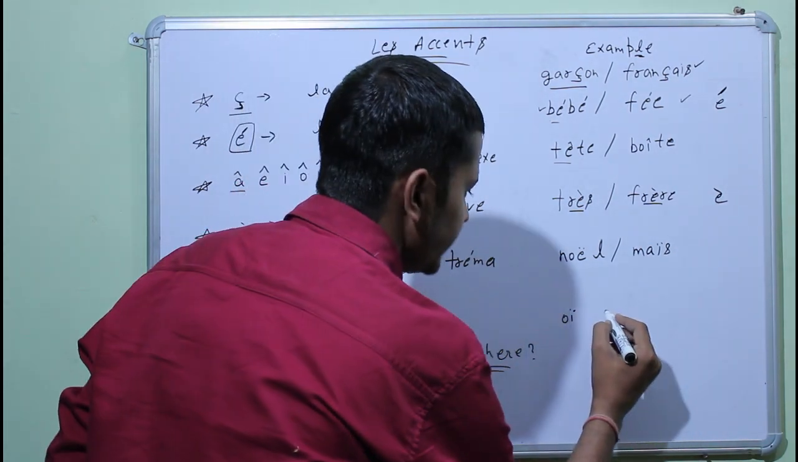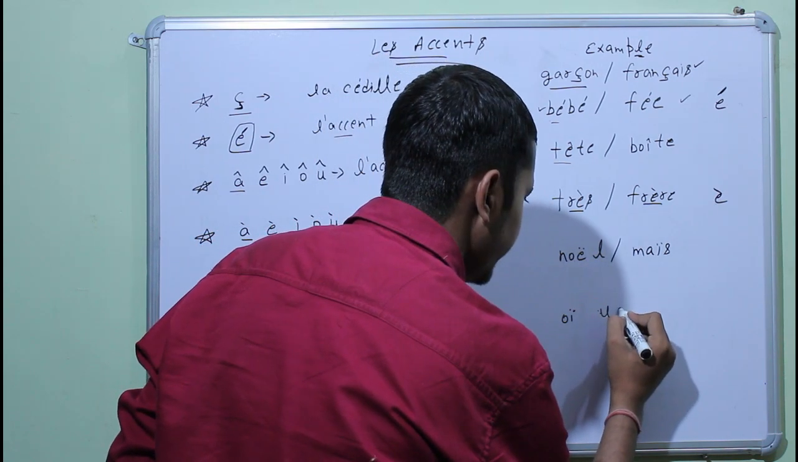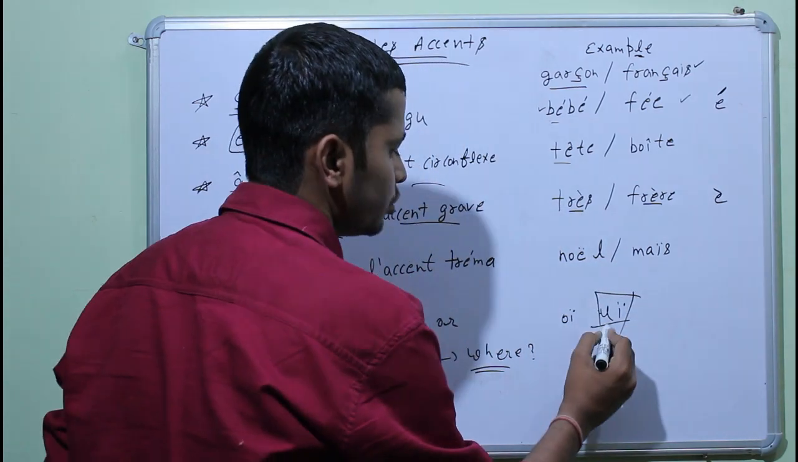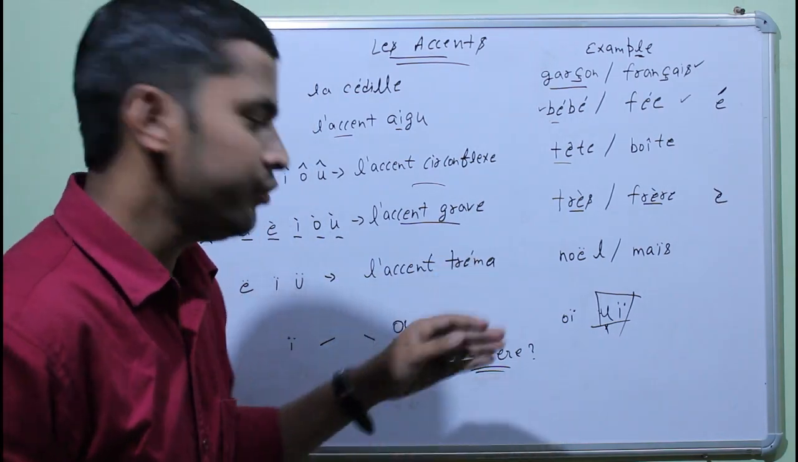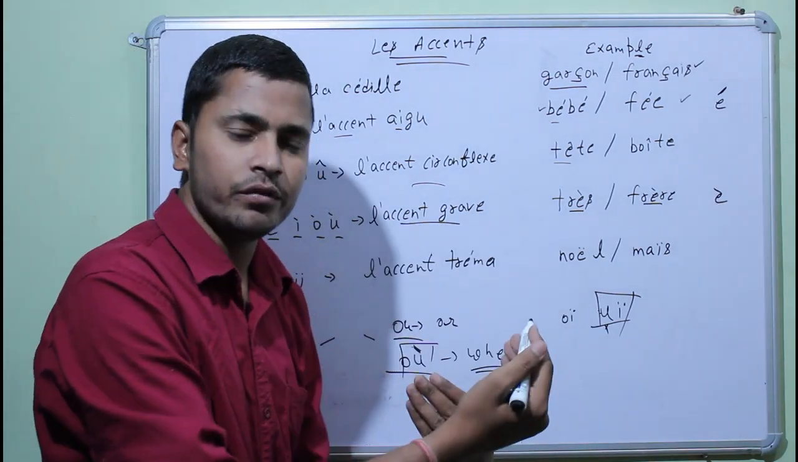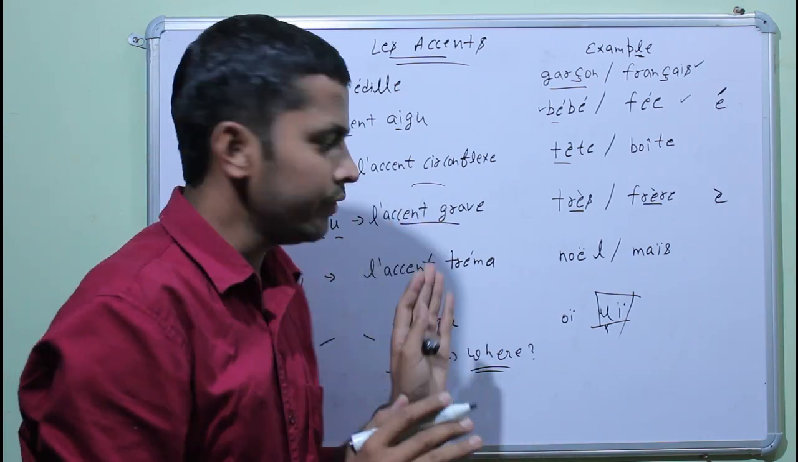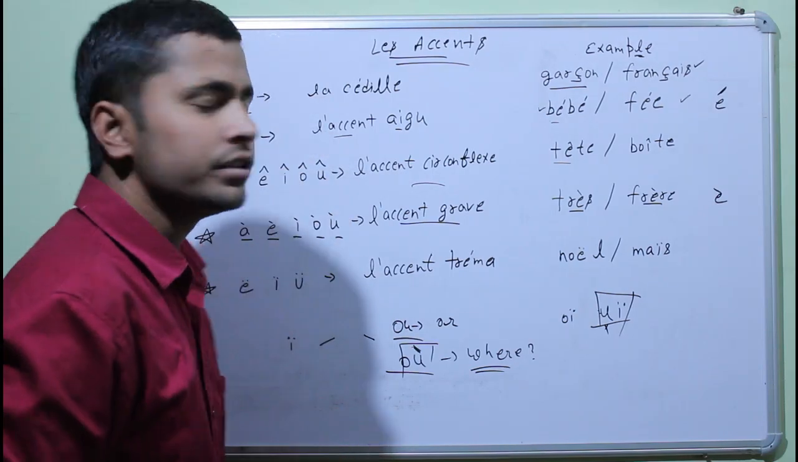When there is U and I, we will use it upon the I, not upon the U. That would be wrong. If there are two vowels, we use it on the second vowel. So in this video, we have learned the accents.